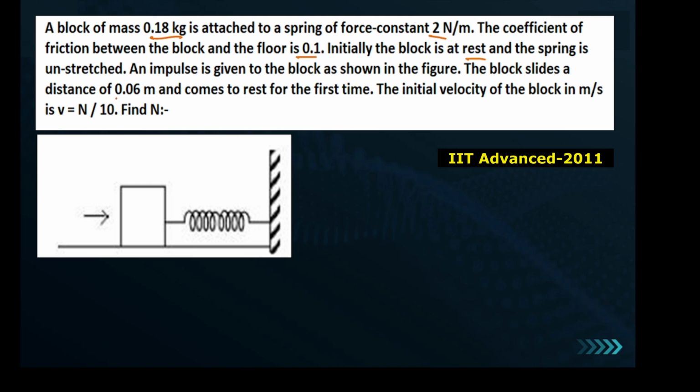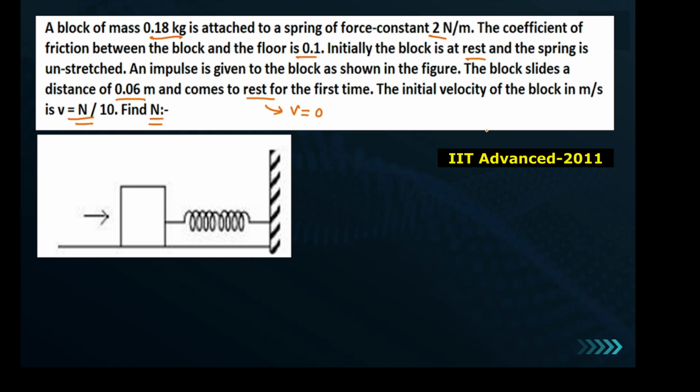An impulse is given to the block as shown in the figure. The block slides a distance of 0.06 meter and comes to rest for the first time. That means the final velocity of the block is 0. The initial velocity of the block in meter per second is v equal to n by 10. Find the value of n.